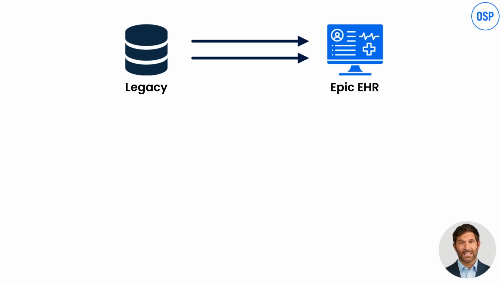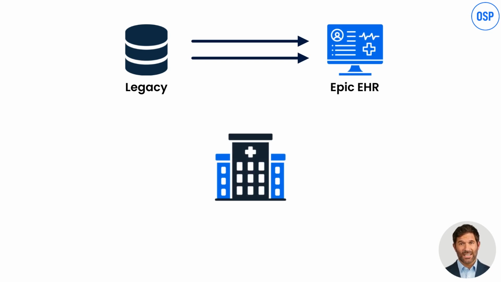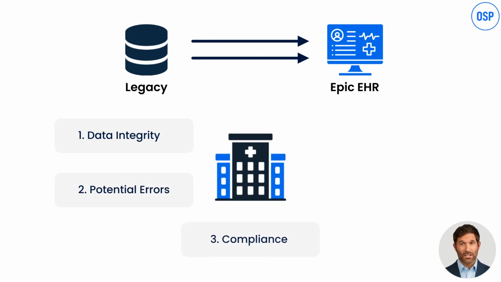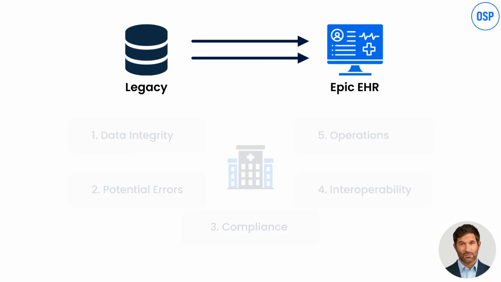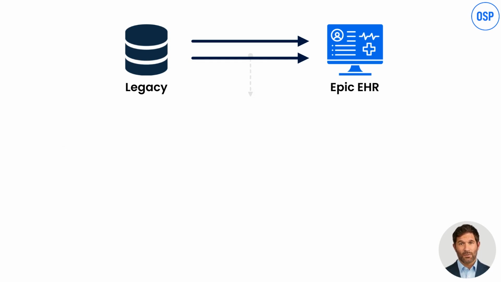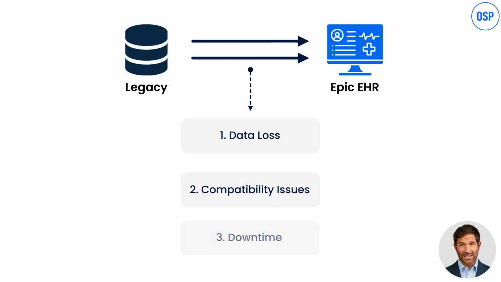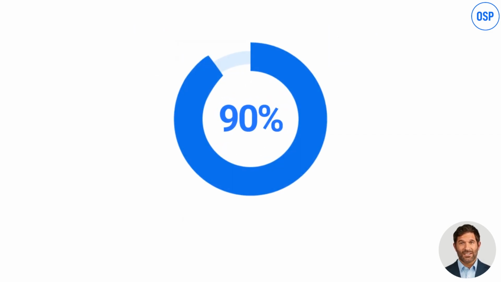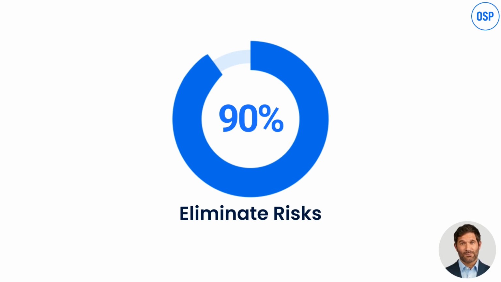Let's begin then. Data migration is the process of transferring patient information from legacy systems to Epic EHR. Many hospitals struggle with data integrity during migrations, leading to potential errors in patient care. Ensuring accuracy is critical for compliance, interoperability, and seamless operations. Migration is tricky, and the common hurdles include data loss, system compatibility issues, and extended downtime. It is observed that many healthcare providers experience workflow disruptions post-migration. The good news? A structured approach can eliminate almost 90% of these risks.